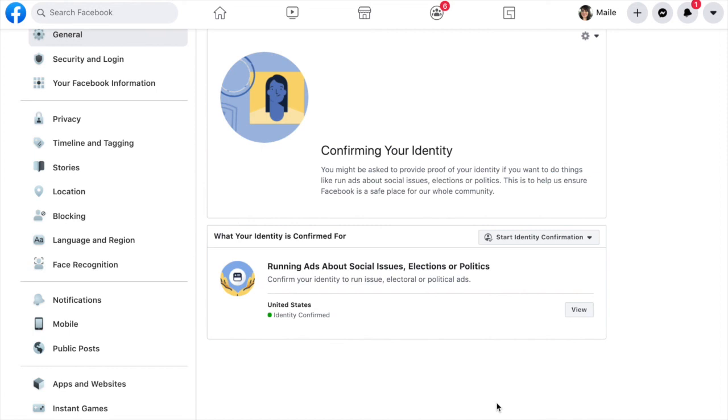Like maybe you just really want to run COVID-19 news, or something else, then this is the process that you go through. That's a wrap. That's how you fix a rejected Facebook ad for that rule: social issues, elections, or political ads.